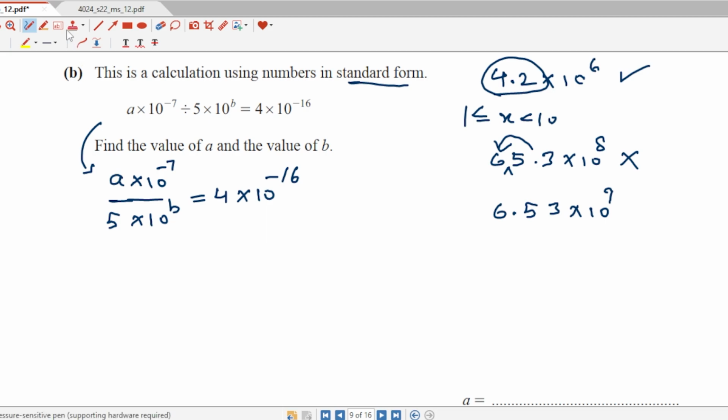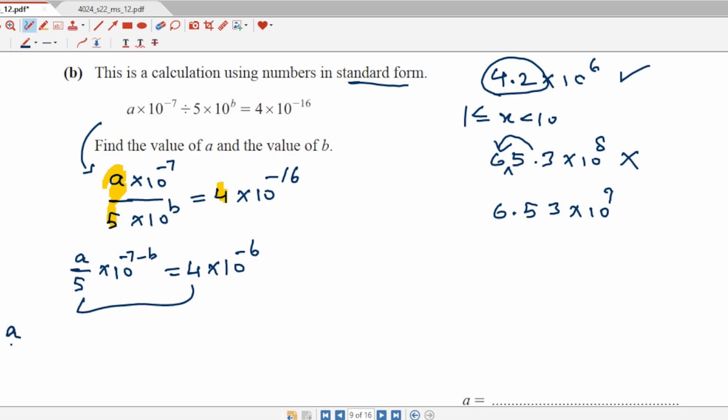We can divide these numbers: a upon 5 should be equal to 4. This can be simplified as a upon 5 multiplied by 10 power minus 7 minus b, because in division the powers are subtracted, equals 4 multiplied by 10 power minus 16. If we compare these values, we find a over 5 equals 4. The answer for a is 20.